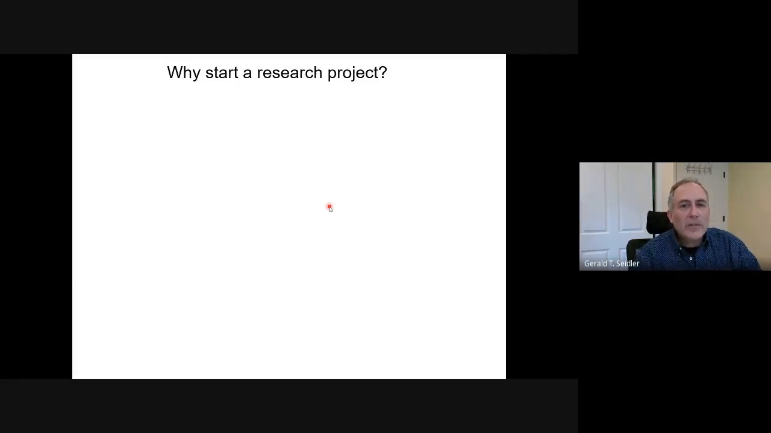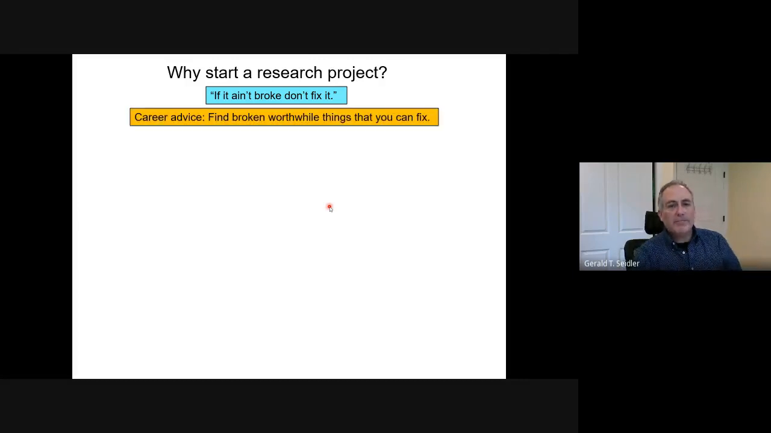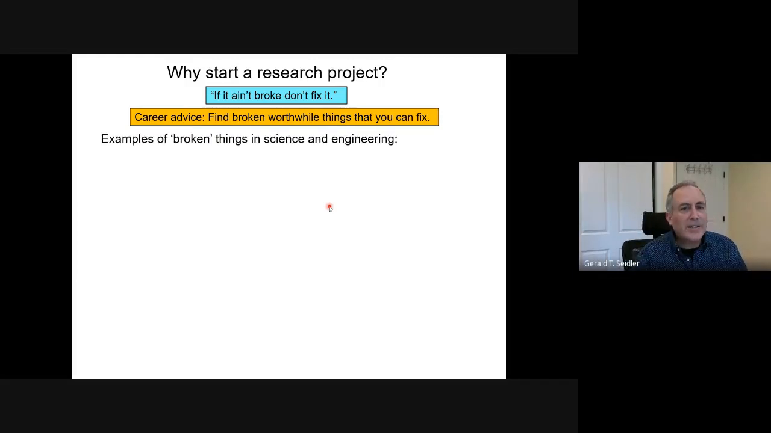And whenever you're considering that, the first thing is to remember that you've been told if it ain't broke, don't fix it. And that turns out to be really great advice for when you're planning a research project, but you have to flip it around a little bit and say that your goal is to find broken, worthwhile things that you yourself can fix. So what does it look like in science and engineering when something's broken?